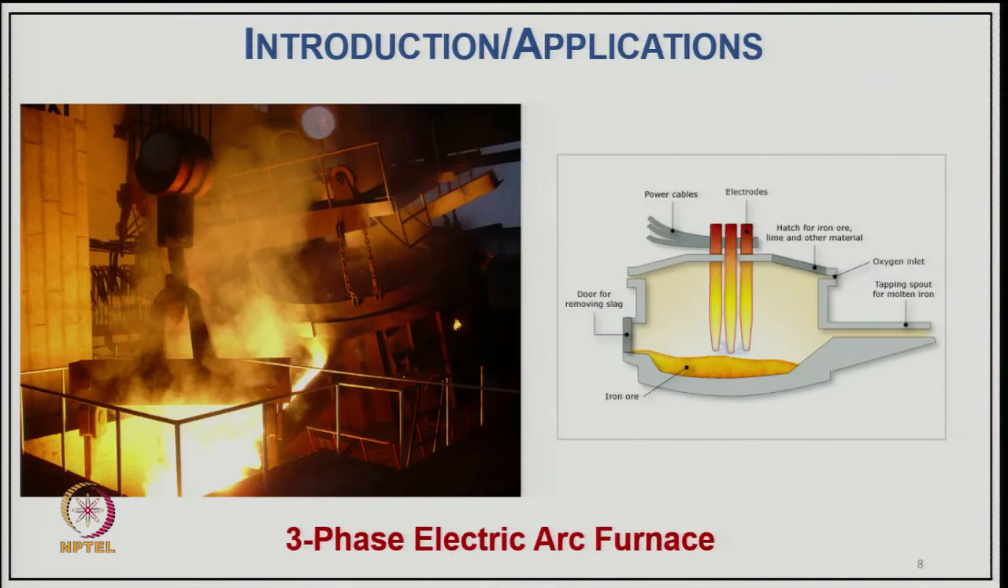Another example is the 3-phase electric arc furnace. They are typically used for melting many metals, including steel and other metals, where we require a large amount of power for heating, and for that we use this 3-phase electric arc furnace. Why do we have to go 3-phase? Because the power level is quite high in this case, going to the order of a few hundred kilowatts.